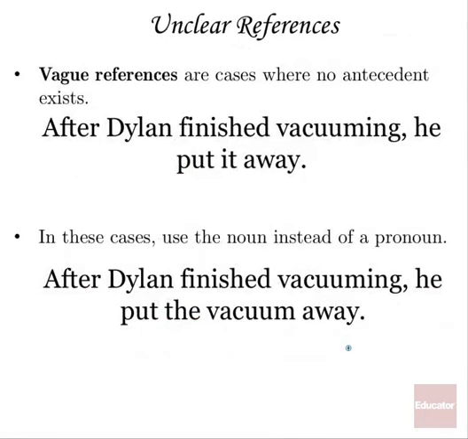All right. Vague references are cases where no antecedent exists. You think there's an antecedent, but there really isn't. After Dylan finished vacuuming, he put it away. Well, there's our pronoun it, but what does it refer to? It can't refer to Dylan. He's a person. He never gets replaced by it. And there isn't another noun in the sentence they could refer to.